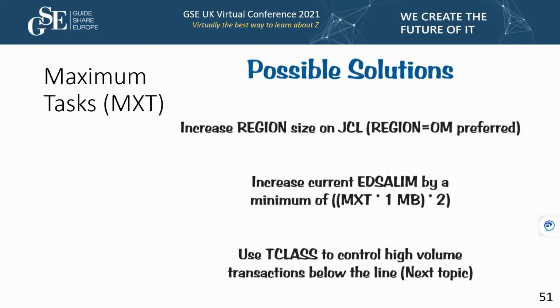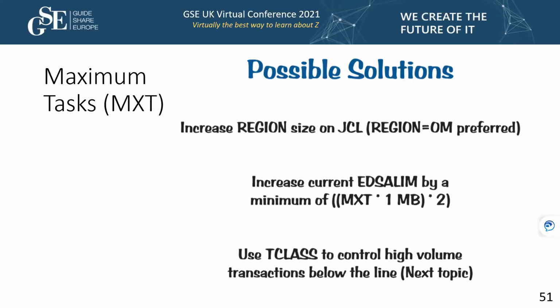Now, again, keep in mind that when you set max task, the system has to have enough storage above the line and below the line, and theoretically above the bar, although we're not using much of that yet, to support the number of applications that you want to run. And so you have to pay attention to how to set storage. EDSALIM, the storage above the line, how do you set that value?